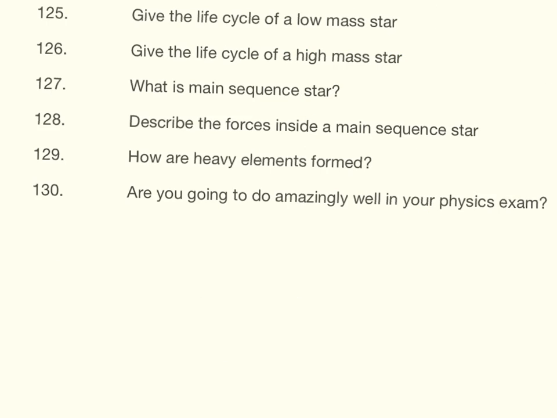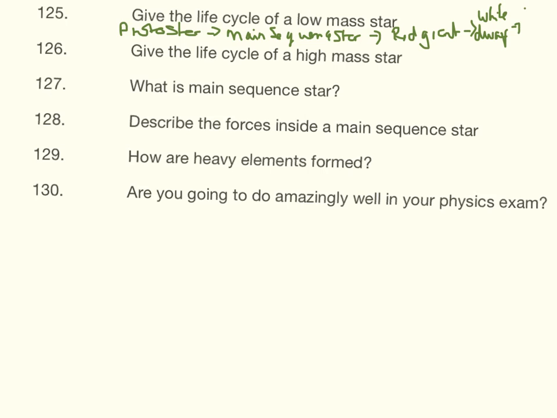So a low mass star is going to be a protostar. Then it is going to be a main sequence star. Then a red giant. Then a white dwarf. Then a black dwarf.